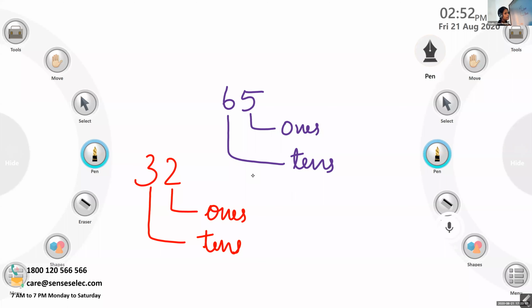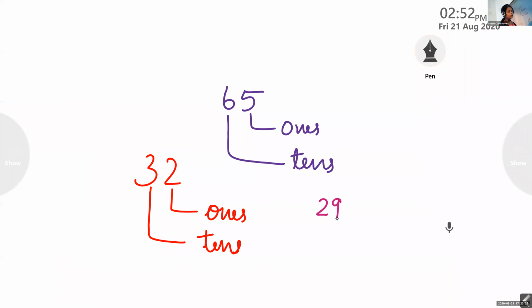Okay, the next, let me ask. Ishan Krishna, tell me one two-digit number. 29. Okay, we have the number 29. So the ones place digit is? 9. What about the tens place digit? 2. Very good.